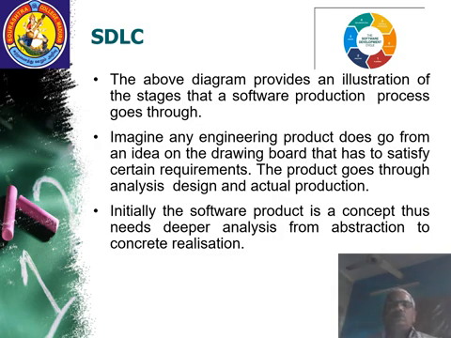Let us see. The diagram provides an illustration of the stages that a software production process goes through. Imagine any engineering product goes from an idea on the drawing board to satisfying certain requirements. The product goes through analysis, design, and actual production. So this is the first stage. Now we are going to develop software. We cannot start from the coding. So we go for analysis and design, and then go for actual production. Initially, the software product is a concept that needs deeper analysis, from abstract into concrete realization.